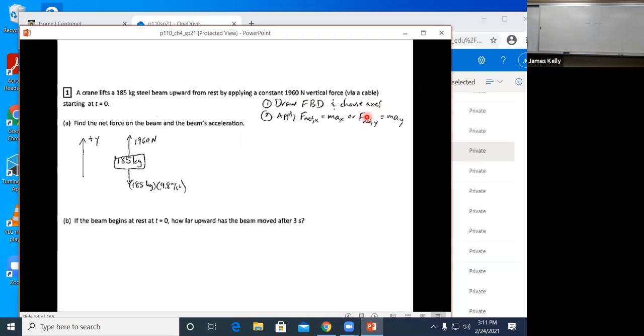Then I've got to choose axes. Now, nothing's really happening in the horizontal direction. I could choose plus x going to the right or something, but I don't really need to here because nothing's happening in the x direction. But it's important that I choose plus y, or I could call this plus x, it doesn't matter, plus y either up or down and be definite about it. So I usually draw that next to the free body diagram. And that's going to allow me to know what F net y equals m a y means. I've been definite about it.